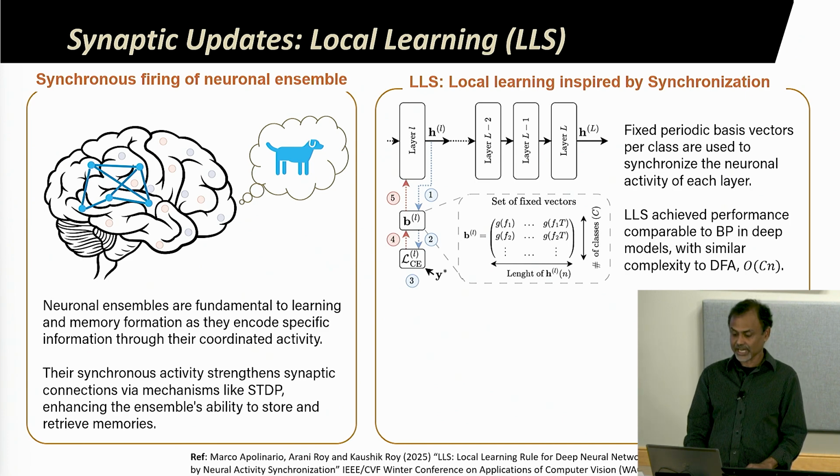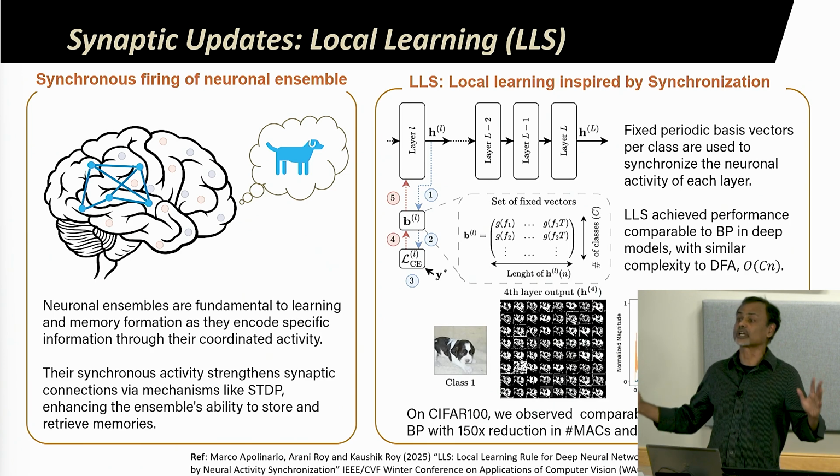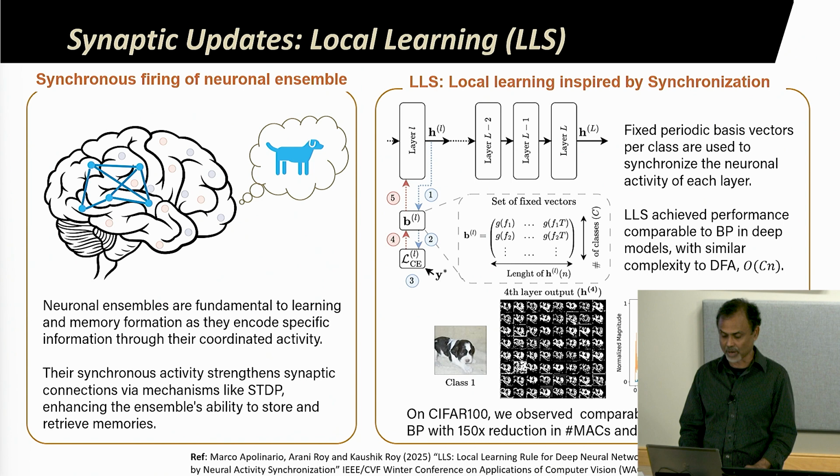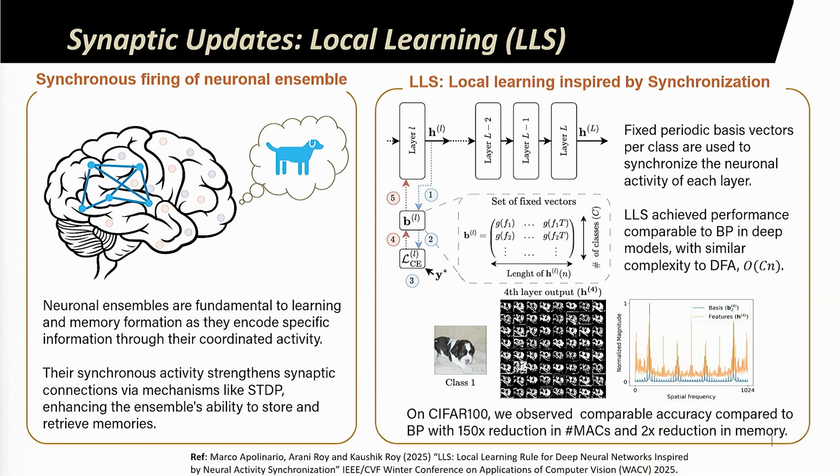Interestingly enough, this has a lot lower complexity than backpropagation. And what I also wanted to show you here is that as an example, we applied it to a larger scale network, with input class 1 in this particular case, a dog, and then showing basically layer 4.